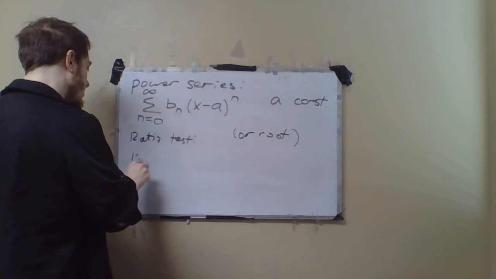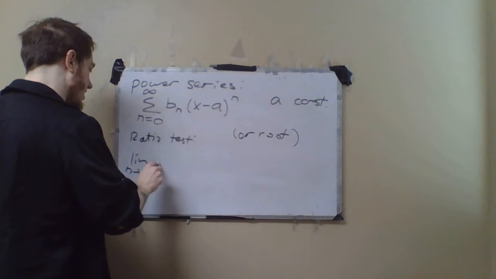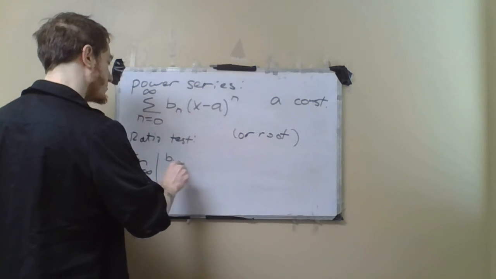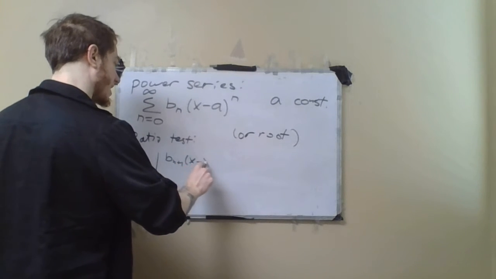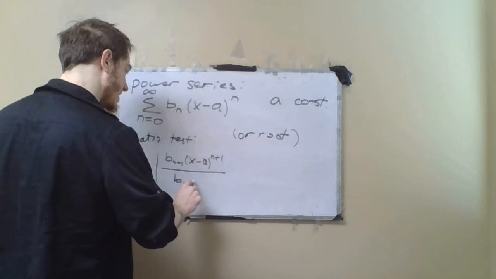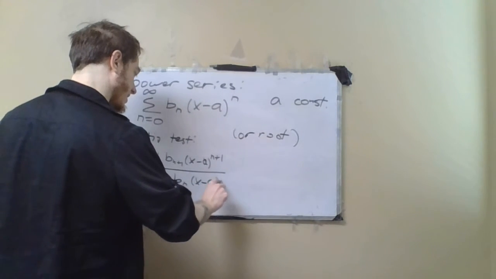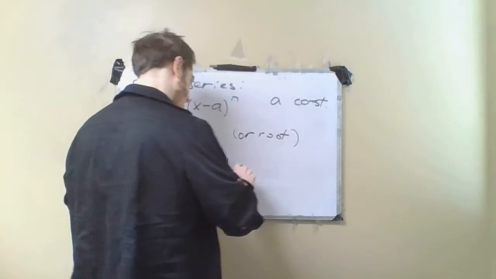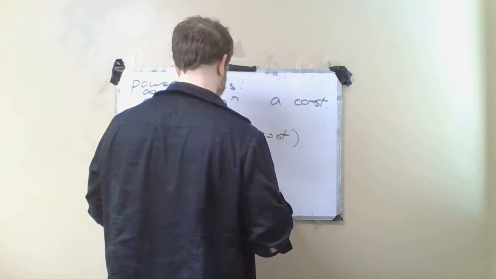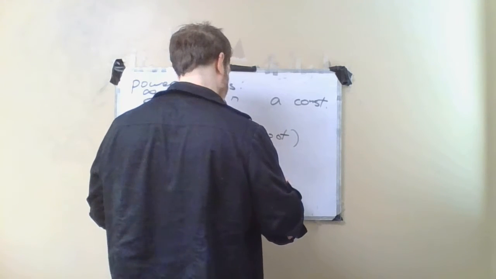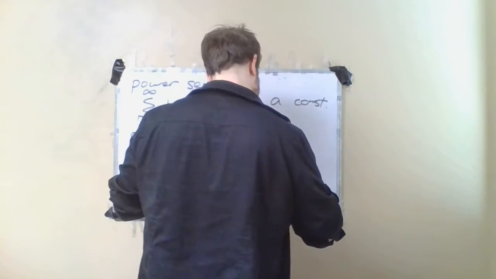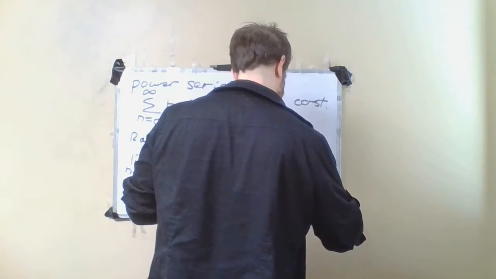Okay, so we look at the limit as n goes to infinity of the absolute value of b sub n plus 1 times x minus a to the n plus 1 divided by b sub n times x minus a to the n. This is the limit as n goes to infinity of the absolute value of b sub n plus 1 over b sub n times the absolute value of x minus a.